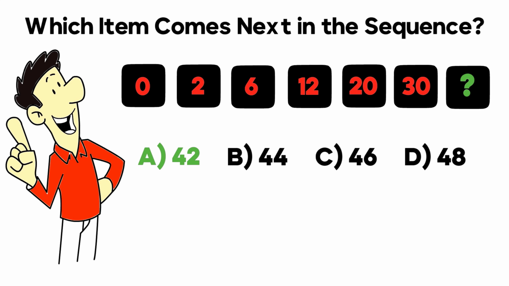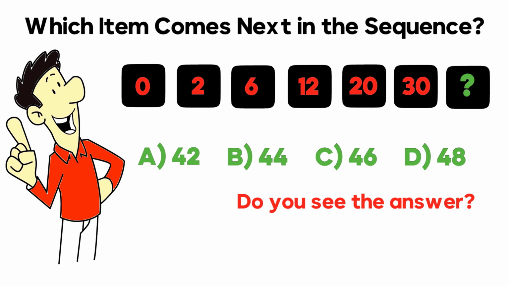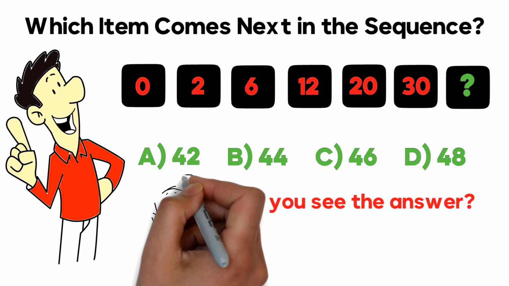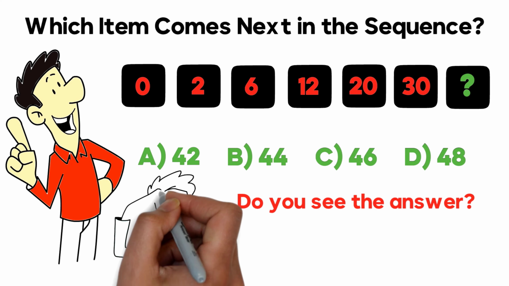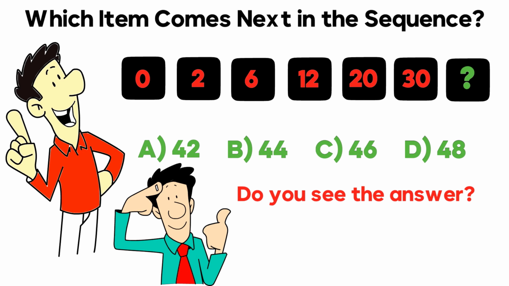Choice A, 42. Choice B, 44. Choice C, 46, and choice D, 48. Do you see the answer? It may or may not be obvious, depending upon your skills of detecting the pattern. Like it or not, we're gonna continue and I'll share with you the answer. As with any type of question, the key is to determine the pattern.